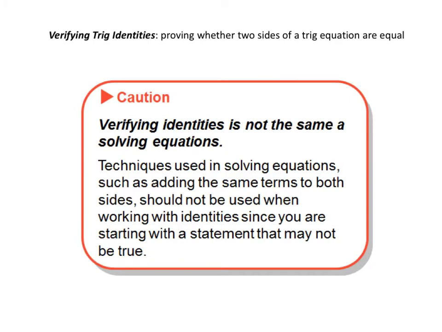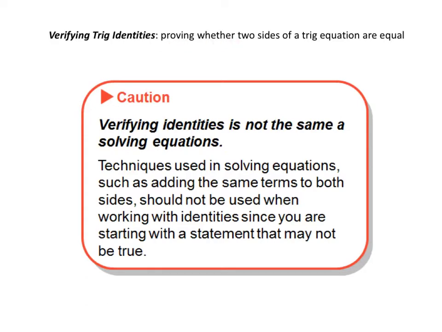This is the last section of trig that we're going to work on, and it's called verifying trig identities. And really what we're going to be looking at is a trig equation that we're not sure is actually a true equation or not. And so we're going to prove that it is true or not true.